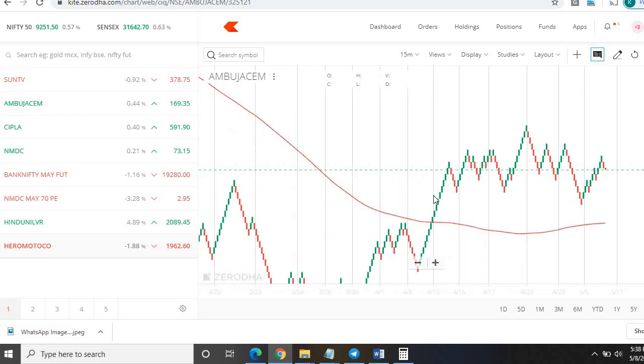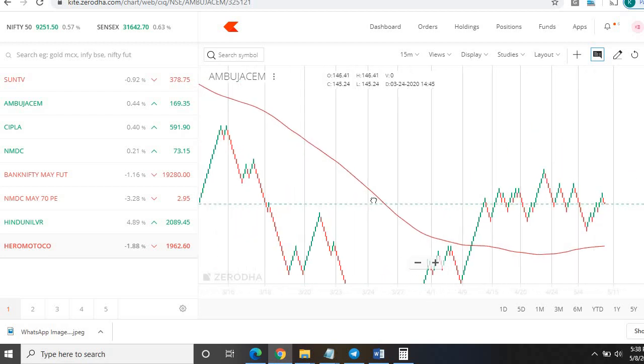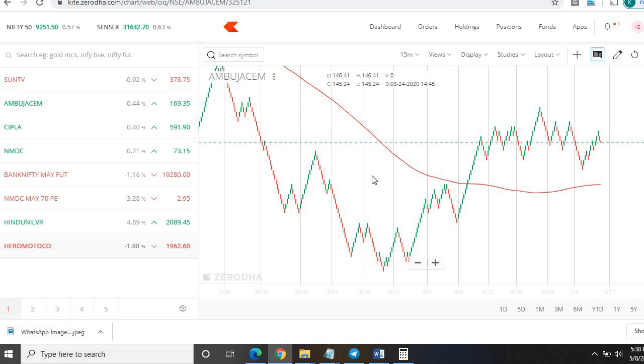Okay, so this is the buy setup. Where to enter, how to enter profitably, I will tell you. So now if you see here, this is a trade. I'm going to tell you one trading strategy.